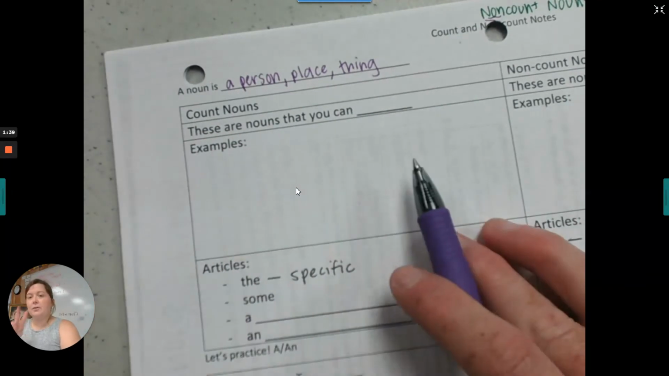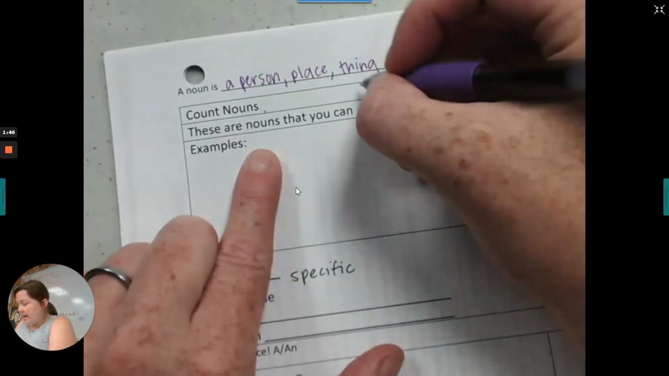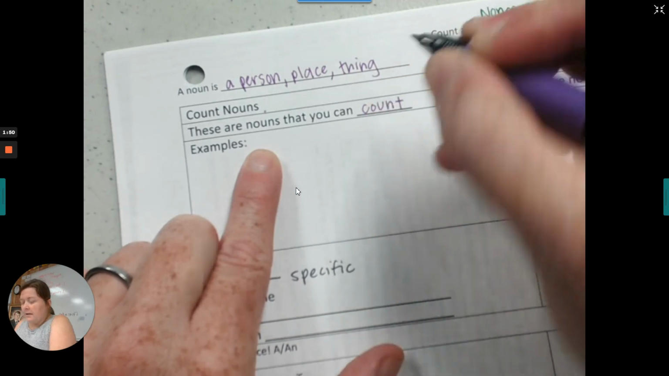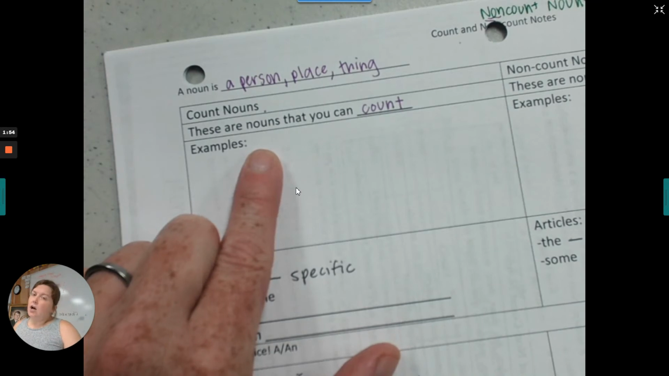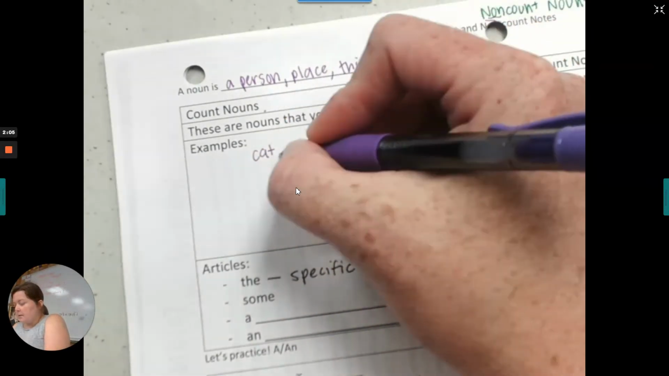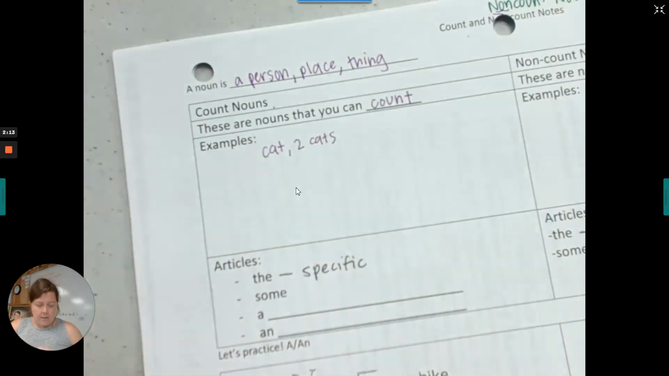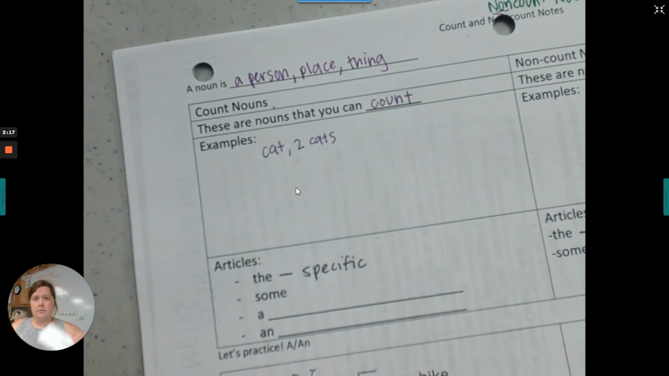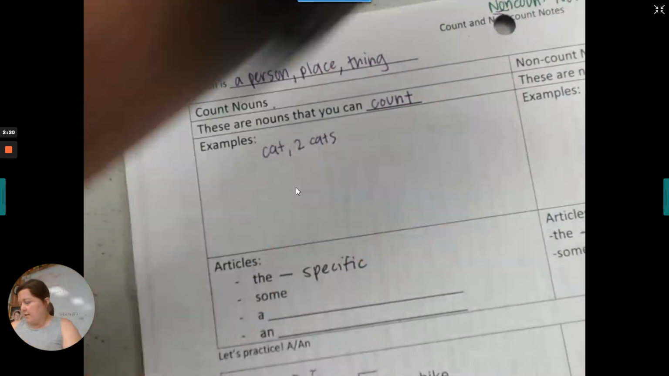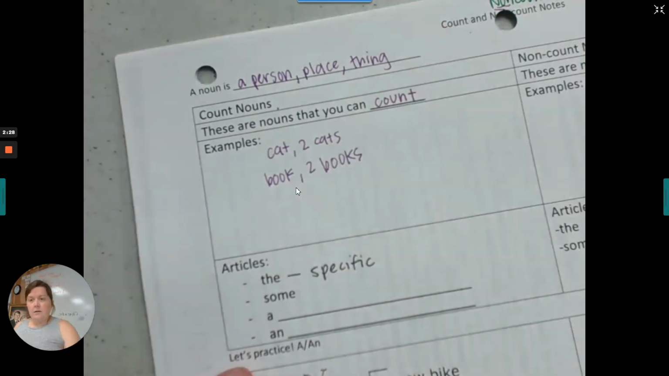So today we're talking about two different kinds of nouns, all right? So the first is count nouns, and these are the types of nouns that you can count. 1, 2, 3, 4, okay? So some examples of count nouns could be cat, right? 1 cat, 2 cats. You can count cats. Another one, books. You can count books. 1 book, 2 books. Okay, those are called count nouns because we can count them.